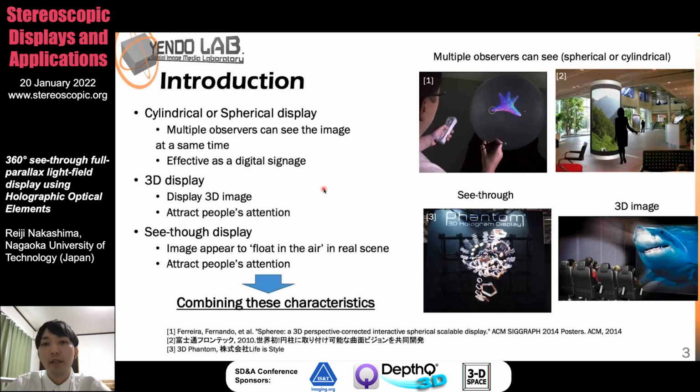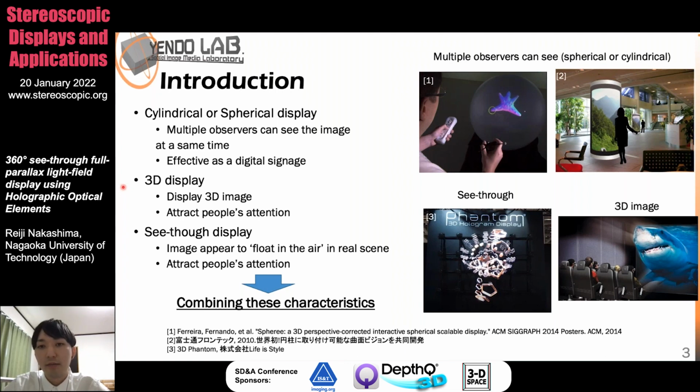In recent years, various displays have been developed and constructed. Among them, especially spherical or cylindrical displays are effective for digital signage. These displays have a wide viewing zone that enables observers to see the image while walking around the display, and multiple observers can view it at the same time. Also, 3D display is an effective way for advertising because 3D images attract people's attention strongly.